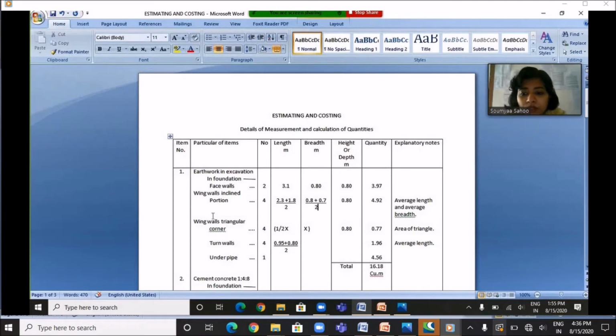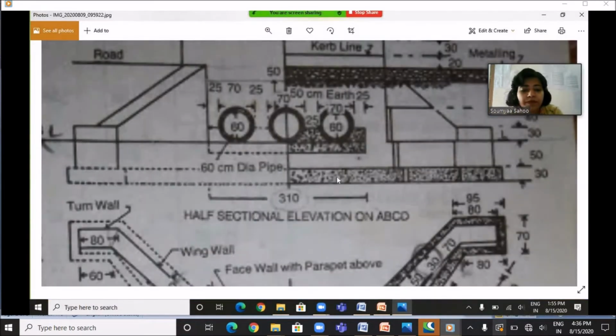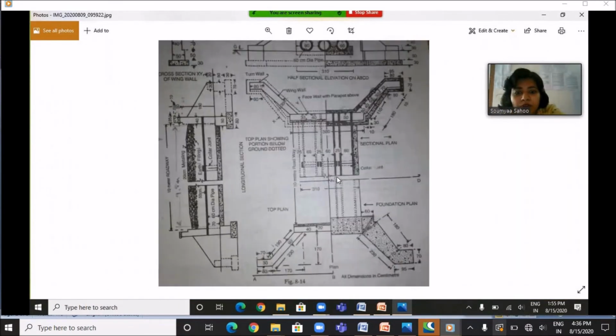Then next excavation work is to be done in the wing wall's triangular corner. So there are 4 number of triangular corners.